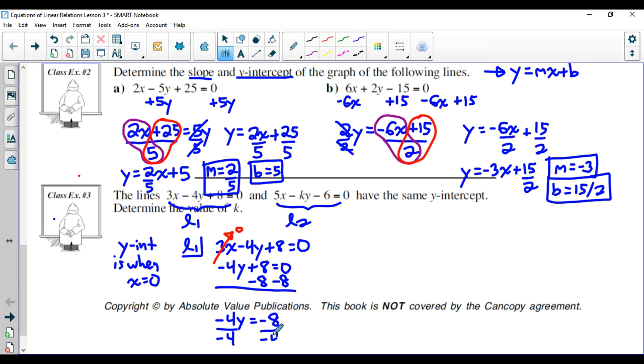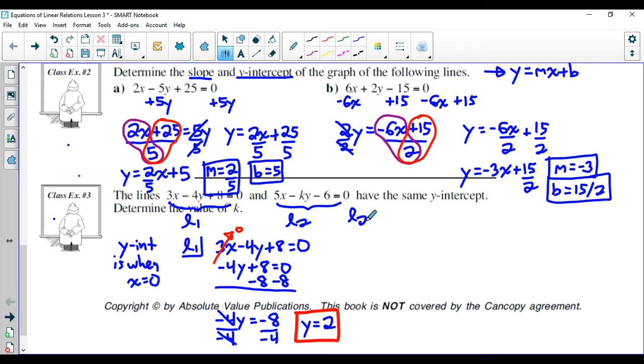And then to solve for y, just divide both sides of the equation by negative 4. The two negative 4s will cancel off. And that's going to tell you the y-intercept of this graph is going to be equal to 2. So we'll say y is equal to 2. And I'm going to highlight this in red because we're going to make use of this a little bit later on in the problem. Okay, so that's the y-intercept of the first graph.